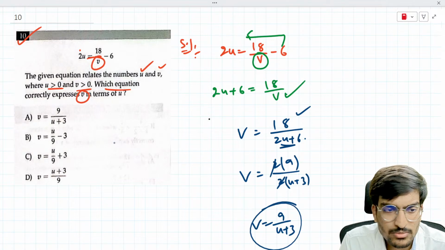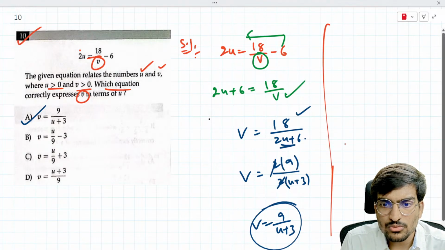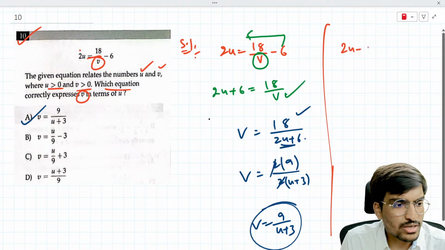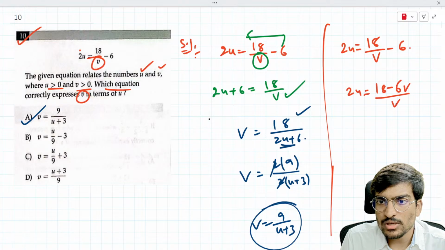I just went a bit lengthy way. Let me just do it in a quicker version. 2u minus, I can see option A. Very good. 18 by v minus 6. So 2u equals 18 minus 6v by v, and v equals 18 minus 6v by 2u.